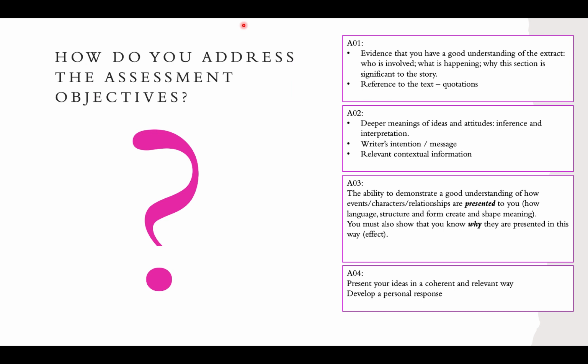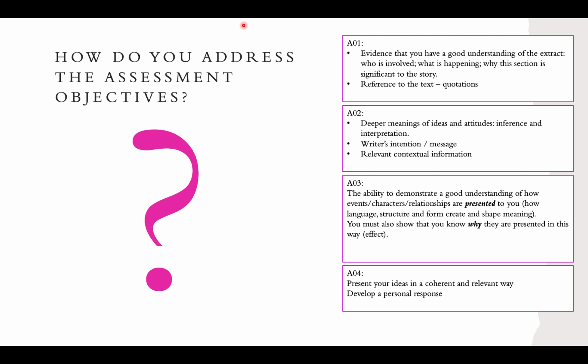AO1 is evidence that you've got a good understanding of the extract. So remember, this is for the extract question. Who is involved, what's happening, why is this particular section significant to the story of the play? What can you say about the relationships? What do you notice? What stands out? And then you've got the reference to the text, which is the quotation, so your ability to select and use relevant quotations.